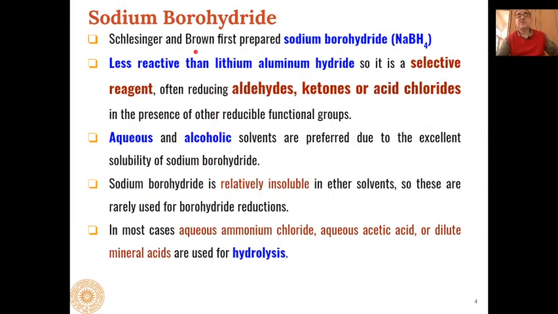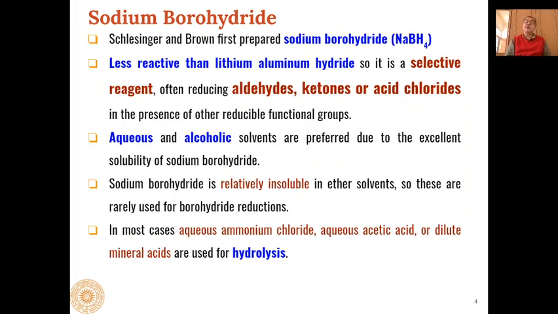Sodium borohydride was first prepared by Schlesinger and Brown in the laboratory, and the advantage of sodium borohydride is that it is less reactive than lithium aluminum hydride. You have seen that lithium aluminum hydride can reduce almost all types of functional groups, but sodium borohydride is a selective reducing agent. It will reduce only aldehydes, ketones, or acid chlorides, even in the presence of other reducible functional groups, which will not be affected.